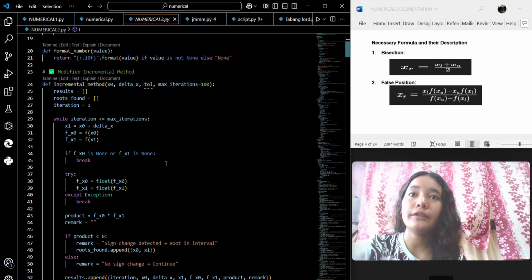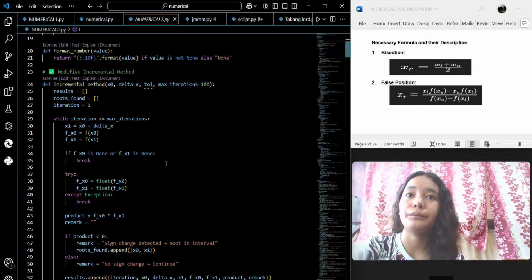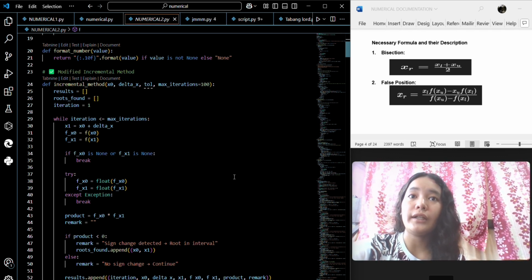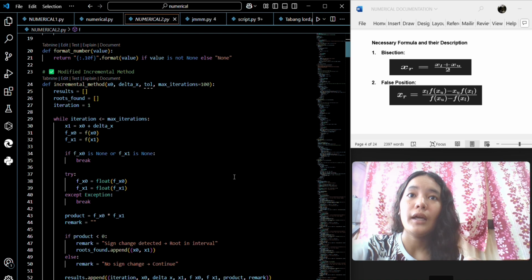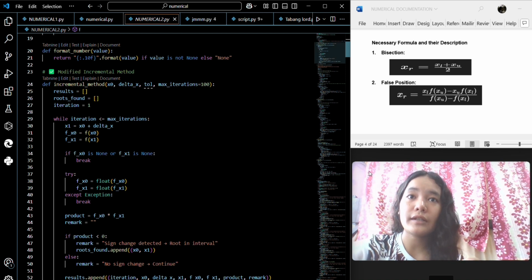In the incremental method function, start from an initial guess, x0, and take small steps, delta x, then evaluate f of x0 and f of x0 plus delta x. If a sign change in f of x occurs between these points, a root lies between them. If not, keep stepping forward until a sign change is detected or the maximum number of iterations is reached.